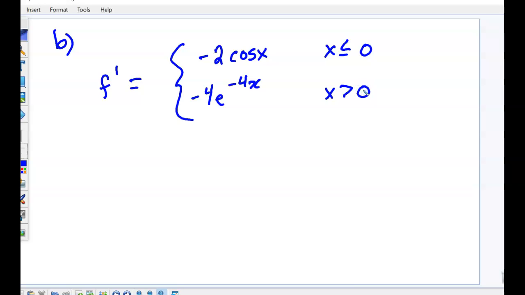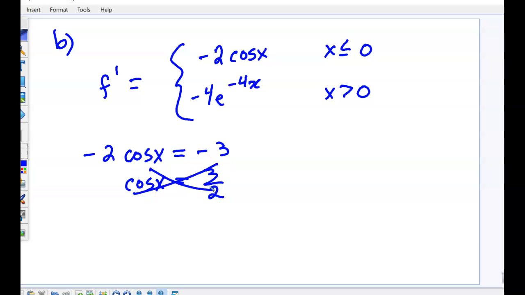So now they want us to figure out where the derivative equals, I believe it was negative 3. So I'm going to take the top function and set it to negative 3. Therefore cos x, if I divide both sides by negative 2, is 3 over 2. And we know that cos x oscillates between negative 1 and 1, so it's impossible for cos x to be 3 halves, so there's no solution there.